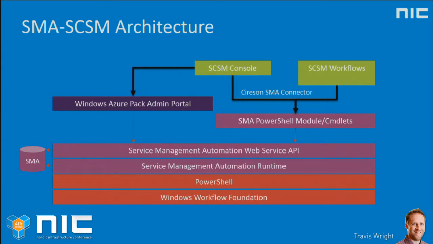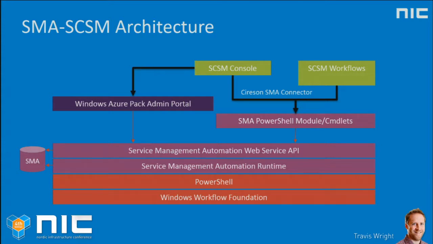On top of that, we have the service management API. And this is the API layer that the Windows Azure Pack Admin portal connects to. And there are also some PowerShell modules that are provided as part of SMA that call into that API layer as well. And then there's a database which is used to store all of the information about SMA. Now up here we have the integration that Cireson provides between Service Manager and SMA.